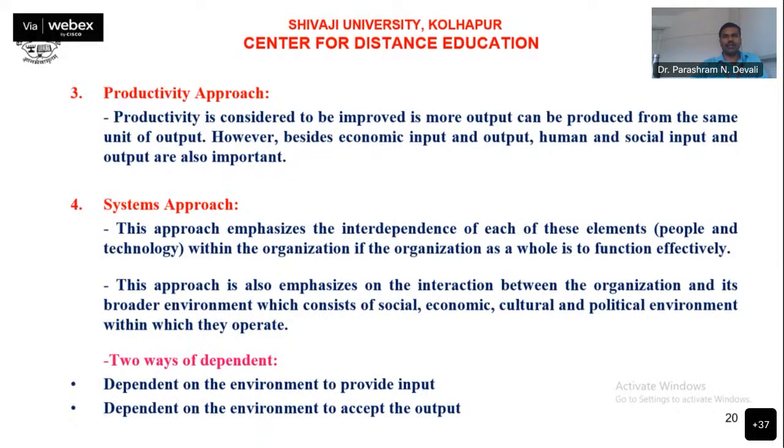Productivity approach is there. In this approach, we may concentrate more on productivity, the quantity of production. More output can be produced from the same unit of input. However, besides economic input and output, human and social input and output are also important. Finally, what we produce, at the end, is what we get in quantity.